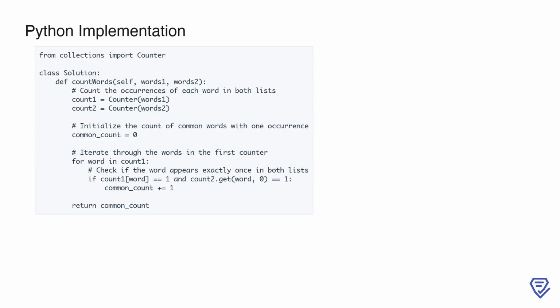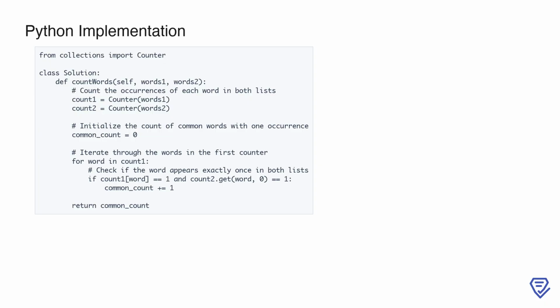For each word, the algorithm checks if it appears exactly once in count1, using count1[word] == 1, and also checks if it appears exactly once in count2, using count2.get(word, 0) == 1. The get method ensures that missing words in count2 default to 0, avoiding potential key errors. If both conditions are met, the common_count is incremented by 1. Finally, the method returns common_count, which represents the total number of words that satisfy the criteria.